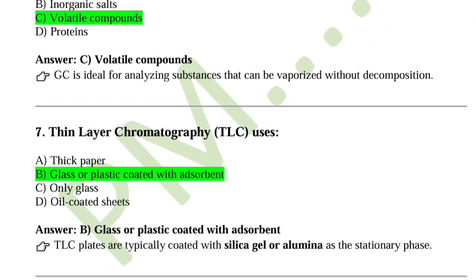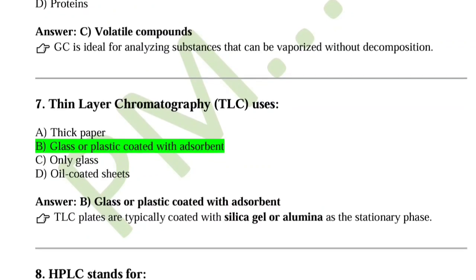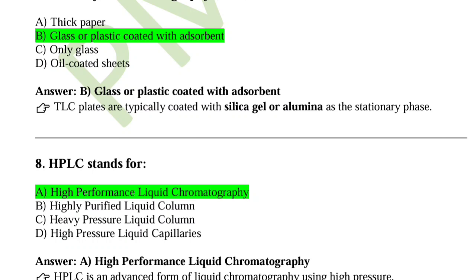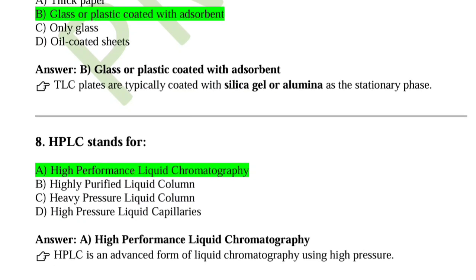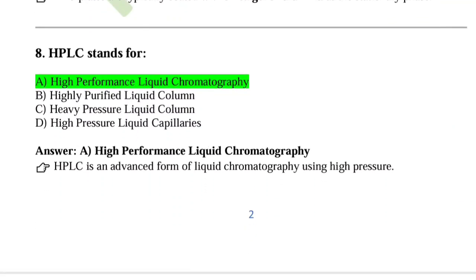Question number 7: thin layer chromatography uses glass or plastic plates coated with adsorbent. The adsorbent is coated on the glass or plastic plate. TLC plates are typically coated with silica gel or alumina as a stationary phase. Question number 8: HPLC stands for high performance liquid chromatography. HPLC is an advanced form of liquid chromatography using high pressure.